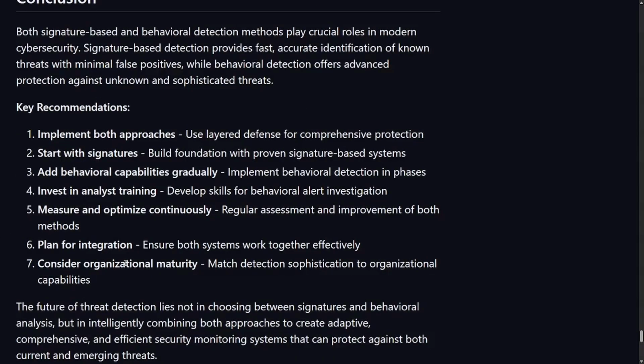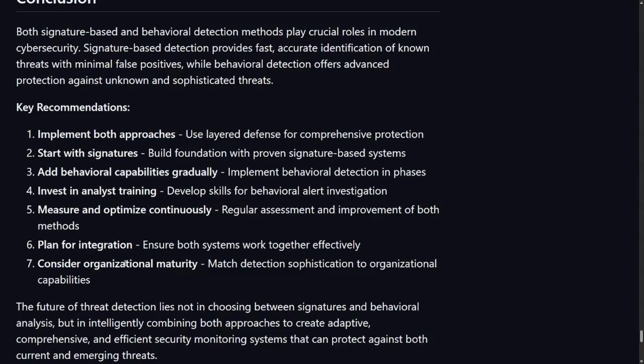Conclusion: both signature-based and behavioral detection methods play a crucial role in modern cybersecurity. Signature-based detection provides fast, accurate identification of known threats with minimal false positives, while behavioral detection offers advanced protection against unknown and sophisticated threats. Key recommendations: implement both approaches. Use layered defense for comprehensive protection.